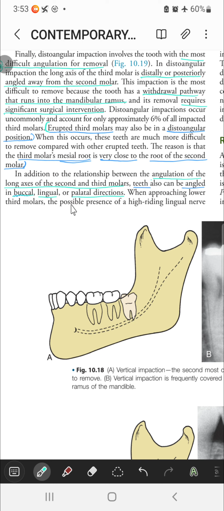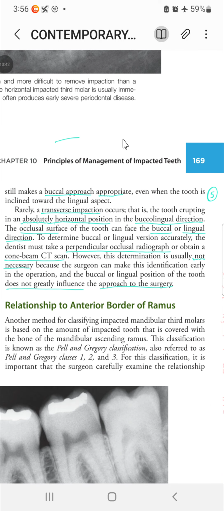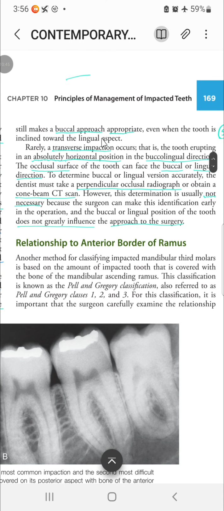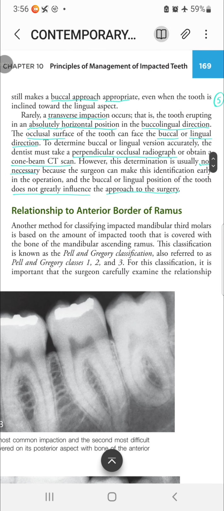When approaching lower third molars, the possible presence of a high-riding lingual nerve still makes a buccal approach more appropriate even when the tooth is inclined toward the lingual aspect. Rarely the transverse impaction occurs, that is, the tooth erupting in an absolutely horizontal position in the buccolingual direction. The occlusal surface of the tooth can face the buccal or lingual direction.